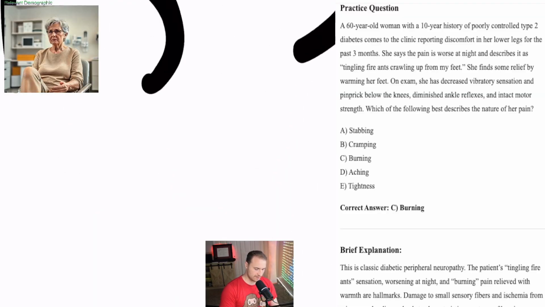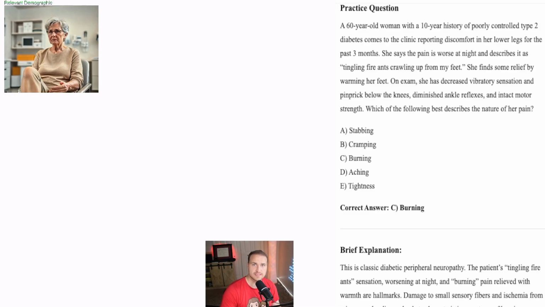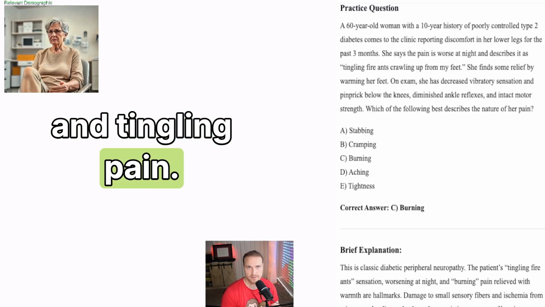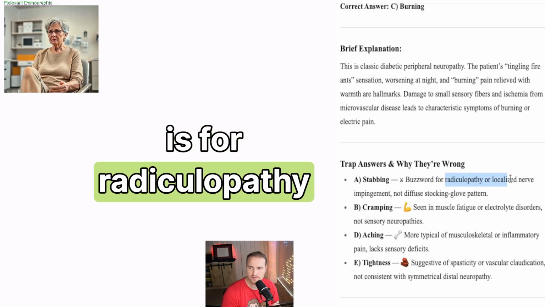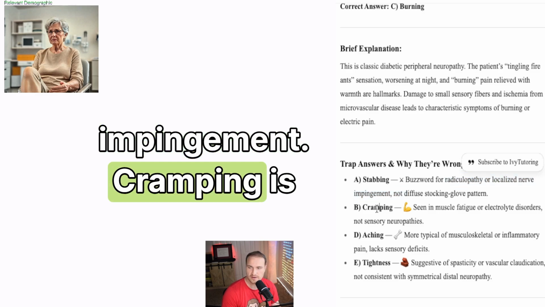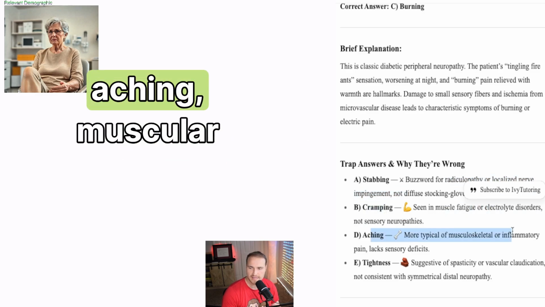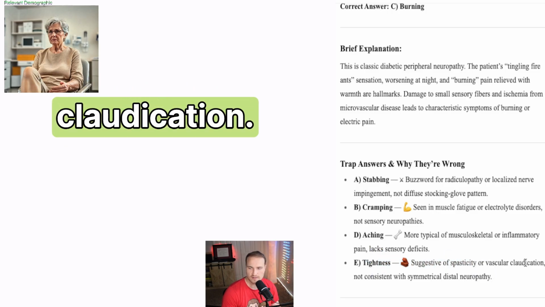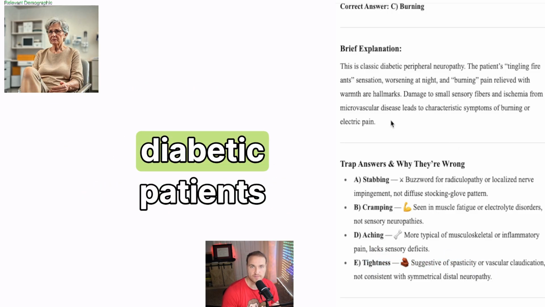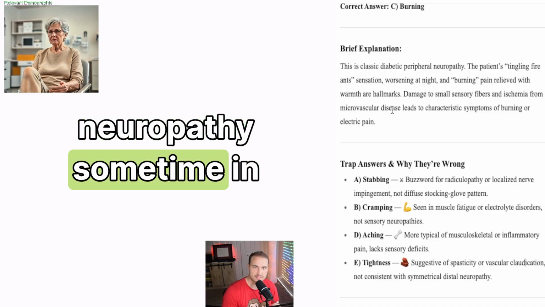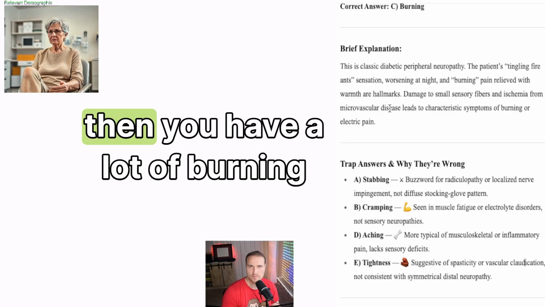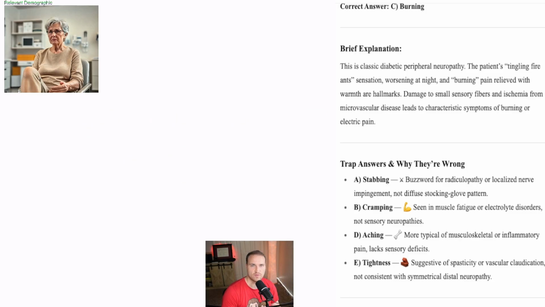So what we have here is an endocrine question, diabetes, diabetic complications. We have a symmetric distal sensory motor polyneuropathy, glove and stocking distribution with burning and tingling pain. Stabbing is for radiculopathy or localized nerve impingement. Cramping for muscle fatigue, aching, musculoskeletal or inflammatory pain, and tightness. Could be spasticity or claudication. And what's crazy is 50% of diabetic patients develop peripheral neuropathy sometime in their life. So it starts with just some numbness, maybe some tingling in the toes. Then you have a lot of burning pain that people recognize in the nighttime.